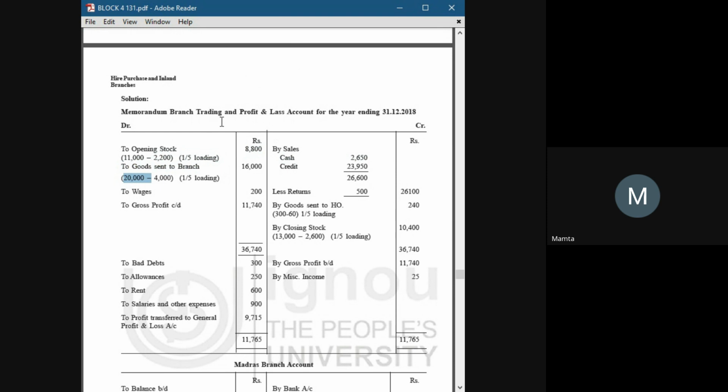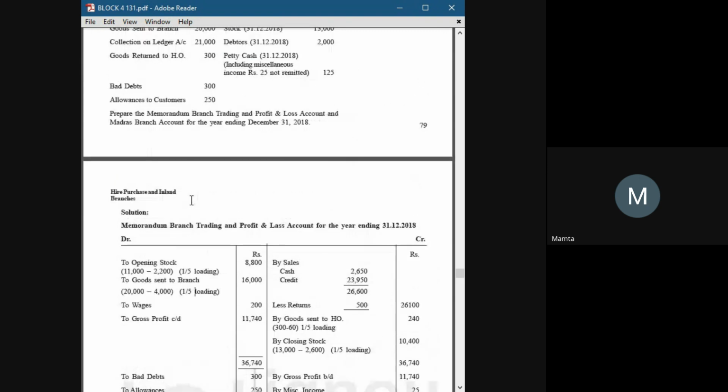I don't have a pen here, otherwise I would have written it. So you just need to put it to the right hand side in reverse. That means 20,000 into 100 by 125. And the amount you get after solving this equation will be 16,000. I hope you understand this thing. It's basic math.